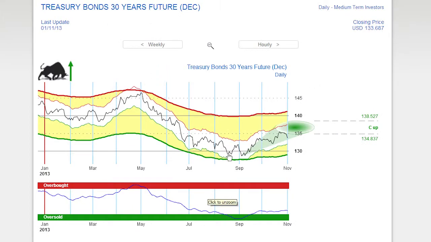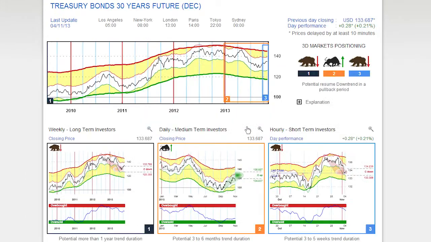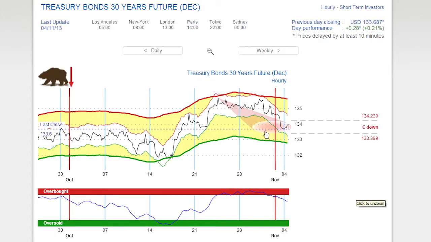On the dailies, the trend was still down. It had a correction up. It didn't really make it above the corrective targets. It seems like it's rolling down again. So we think the move on the weekly is not quite over yet. And this acceleration is not quite there yet on the hourlies.